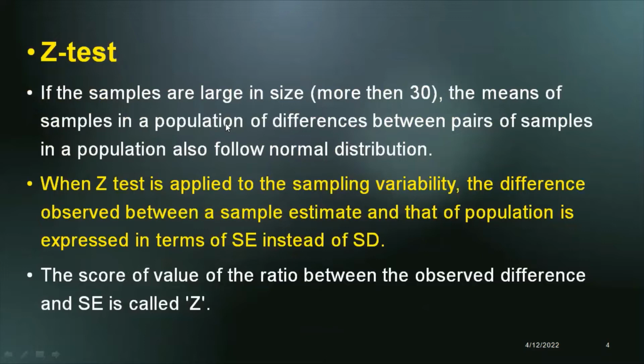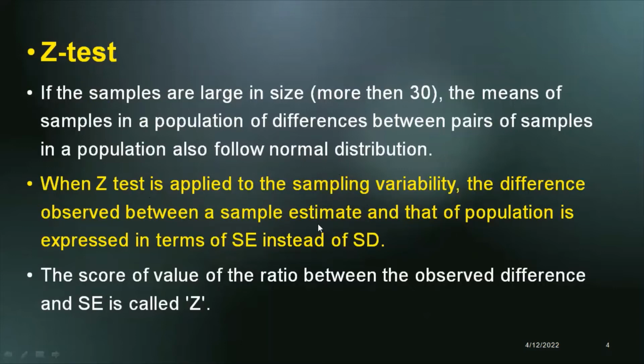Coming to the Z test, if the samples are large in size, or if the sample size is more than 30, Z test is applied. The means of samples in a population, or differences between pairs of samples in a population, also follow normal distribution. So here we have to find out the means of the samples in a population. When Z test is applied, we look at the sampling variability, the difference observed between a sample estimate and the population.